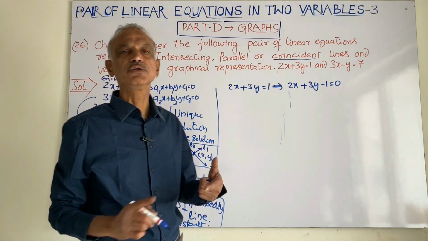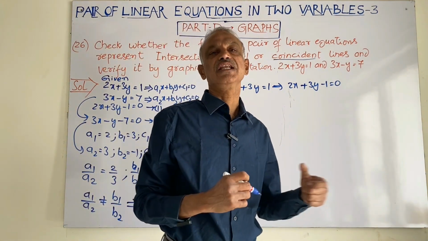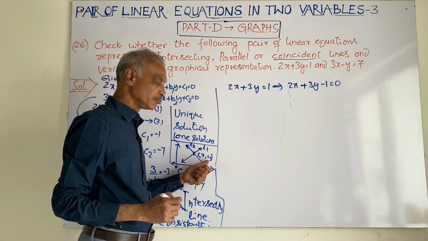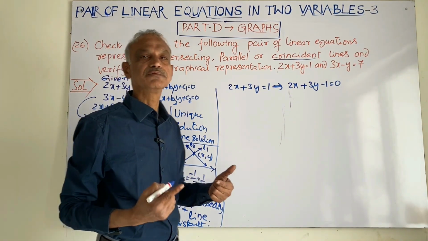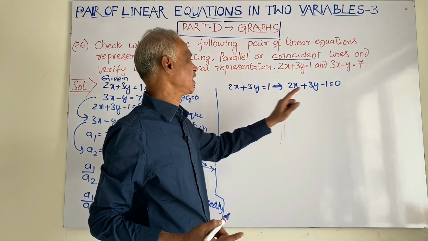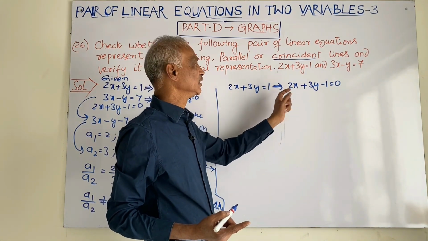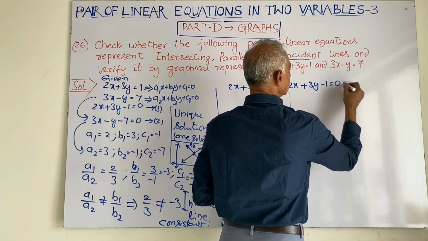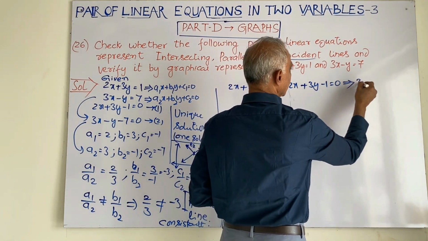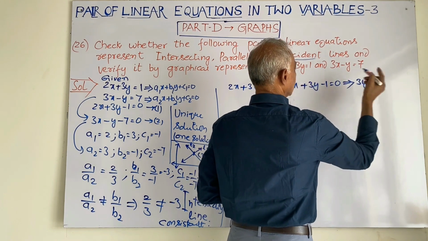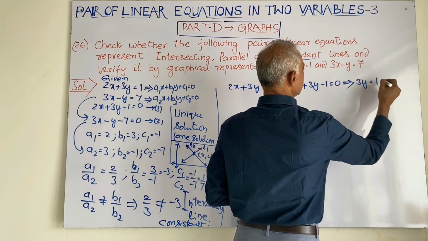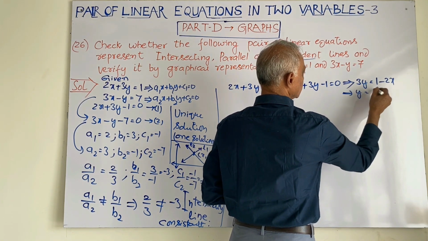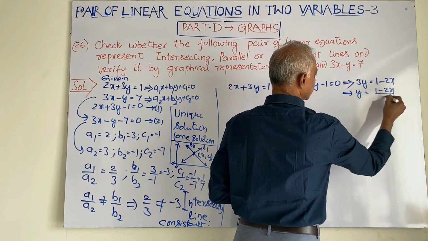Instead of x, we have to substitute real numbers so that we will get the value of y. Y should be in terms of x. We will find the value of y in terms of x. How can you do this one? This can be written as 3y is equal to 1 minus 2x. This can be written as y is equal to (1 minus 2x) by 3.